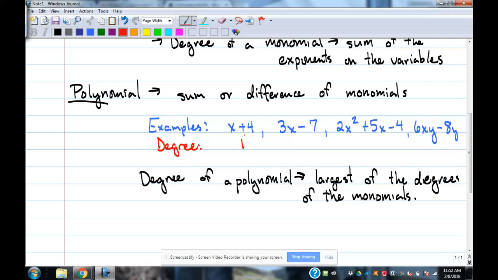What's the degree of this term, 3x? 1. What's the degree of 7? 0. So the degree of the whole polynomial is 1, the biggest.